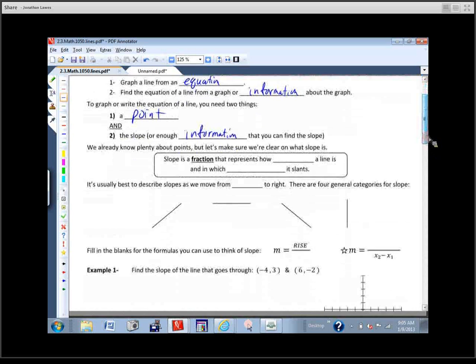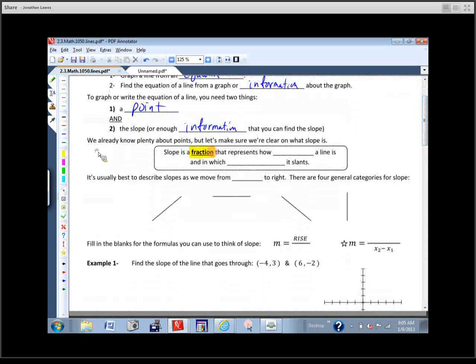Slope is always a fraction. Even if it's not written as a fraction, you want to think of it as a fraction. Slope is always a fraction, and it tells us a couple different things. It represents how steep the line is and in which direction it slants. Two things. The number represents how steep it is, kind of like the absolute value of the number. The sign of the slope tells us which direction it slants in.